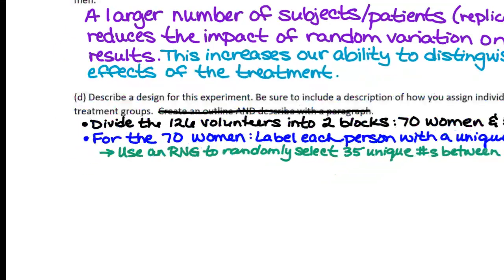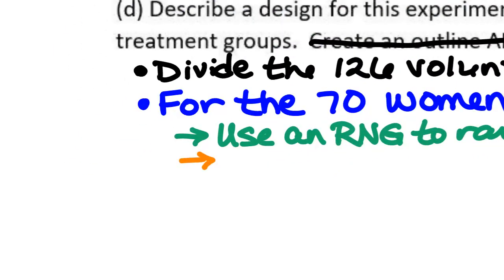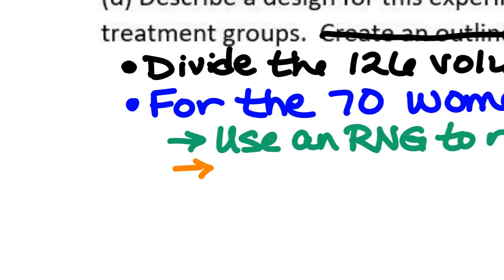Okay, once I have those 35 unique numbers, what are we going to do? Assign to the new migraine medicine. Hold on, what did you say? Assign 35 people, but I don't have 35 people, I have 35 numbers. There we go. We need to match the corresponding people to the selected numbers and then assign those people to receive the new medication.